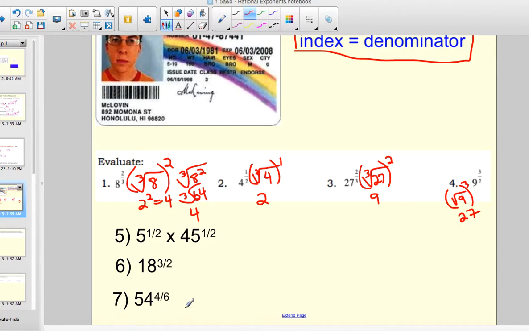Okay, so this first one, we have 5 to the 1/2, right? So that's going to be the same exact thing as the square root of 5. We don't need to raise it to the first power. It's kind of redundant. And then times 45 to the 1/2, which is the same thing as the square root of 45. So instead of multiplying 5 and 45, I'm going to reduce the square root of 45 first. So I'm going to have root 5 times, and then the square root of 45 is the same thing as the square root of 9.